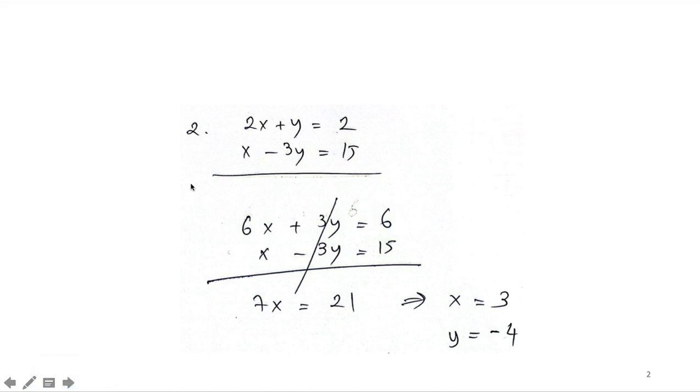Now similarly, one more example: 2x plus y equals 2, x minus 3y equals 15. In such problems, if you are trying to solve it with simple algebra, you can multiply, for example, the first equation by 3. So this becomes 6x plus 3y equals 6. And this time I already have minus 3y, so if I add these equations side by side, these terms cancel each other, and we get 7x equals 21 and x equals 3.